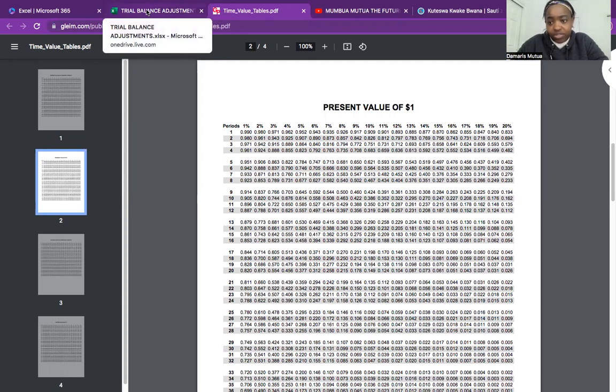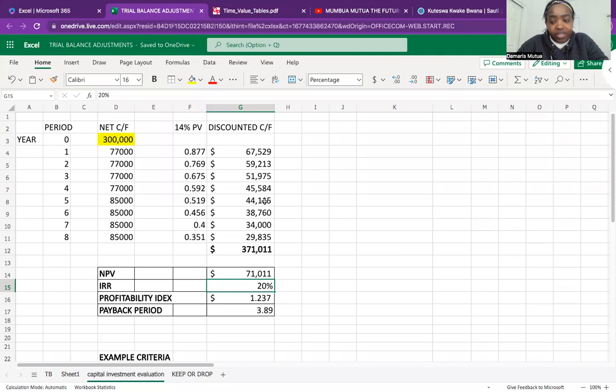So as an organization, we want a project that has an IRR higher than what equates the NPV to 0. Profitability index: you get your discounted cash flow, you divide by the initial investment. Then you're able to get your profitability index.